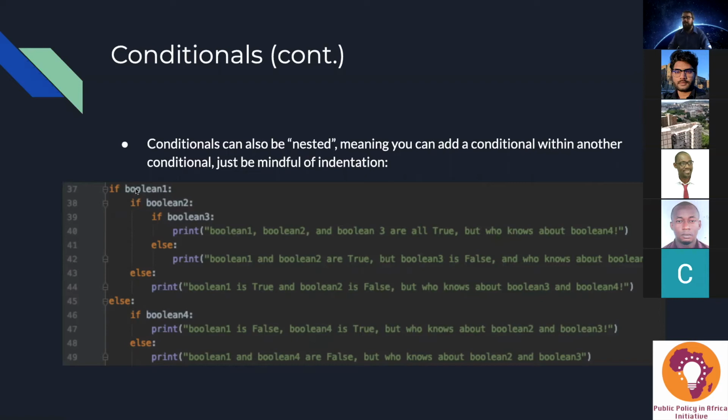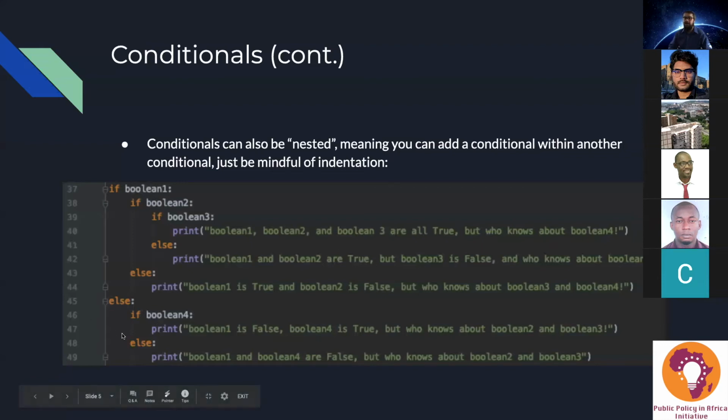So in this case, we have if Boolean 1, if that's true, then we evaluate if Boolean 2. If that's true, then we evaluate if Boolean 3, and if that's true as well, so all three of these are true, then we print Boolean 1, 2, and 3 are all true, but who knows about Boolean 4? Because Boolean 4 only evaluates in the else block. So if Boolean 1 and Boolean 2 evaluate to true, but Boolean 3 evaluates to false, then we end up in this else block down here. We have Boolean 1 and Boolean 2 are true, but Boolean 3 is false. And who knows about Boolean 4?